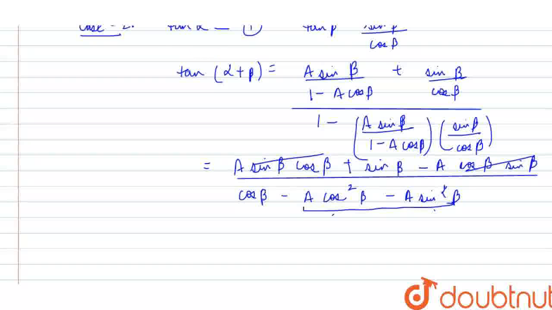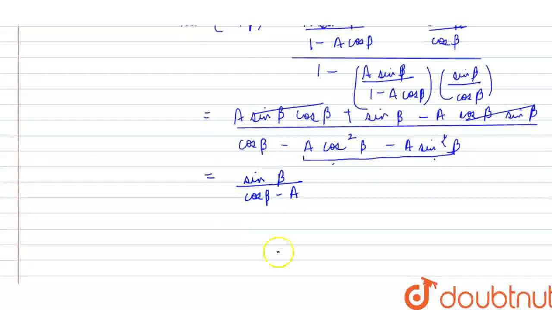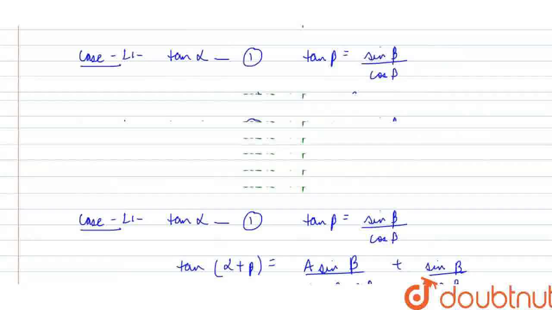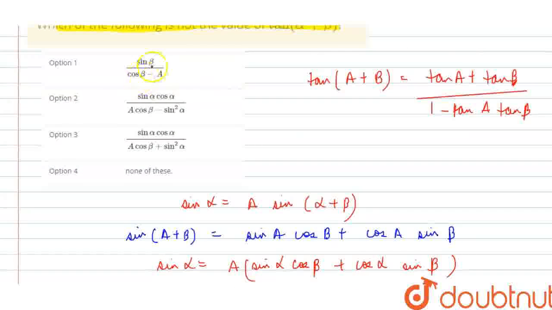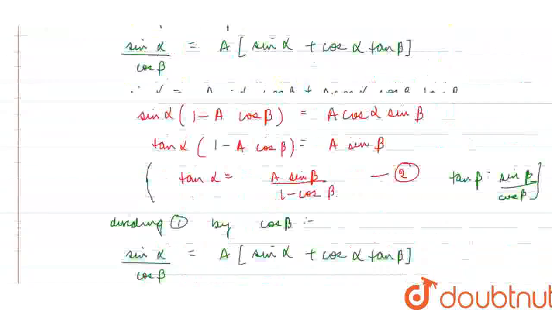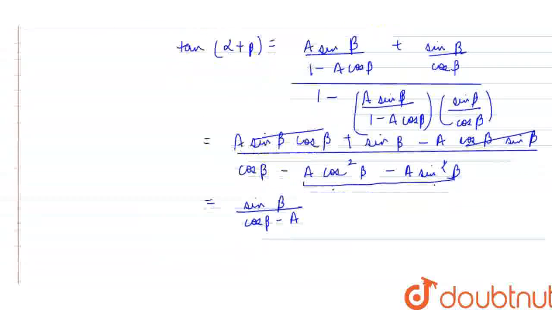So what is the ultimate value of tangent of alpha plus beta? I get sine beta upon cos beta minus a, because inside it will be cos square beta plus sine square beta, that is 1. So this is the value. Now looking at the options, we can see that this is sine beta upon cos beta minus a. It means that this can't be the incorrect option because this is one of the values.